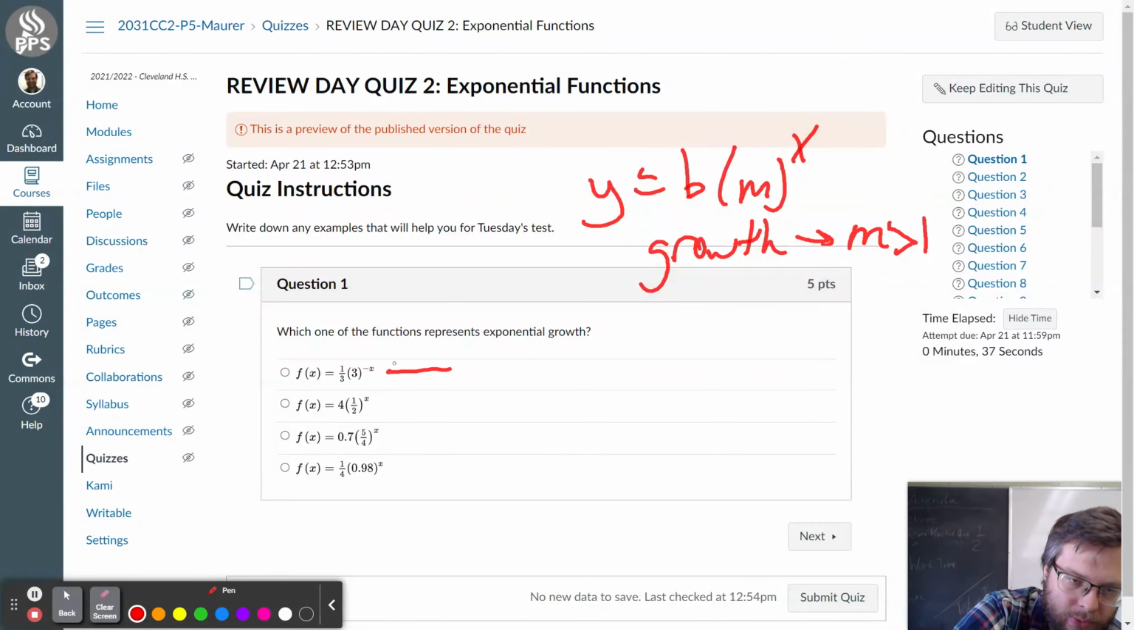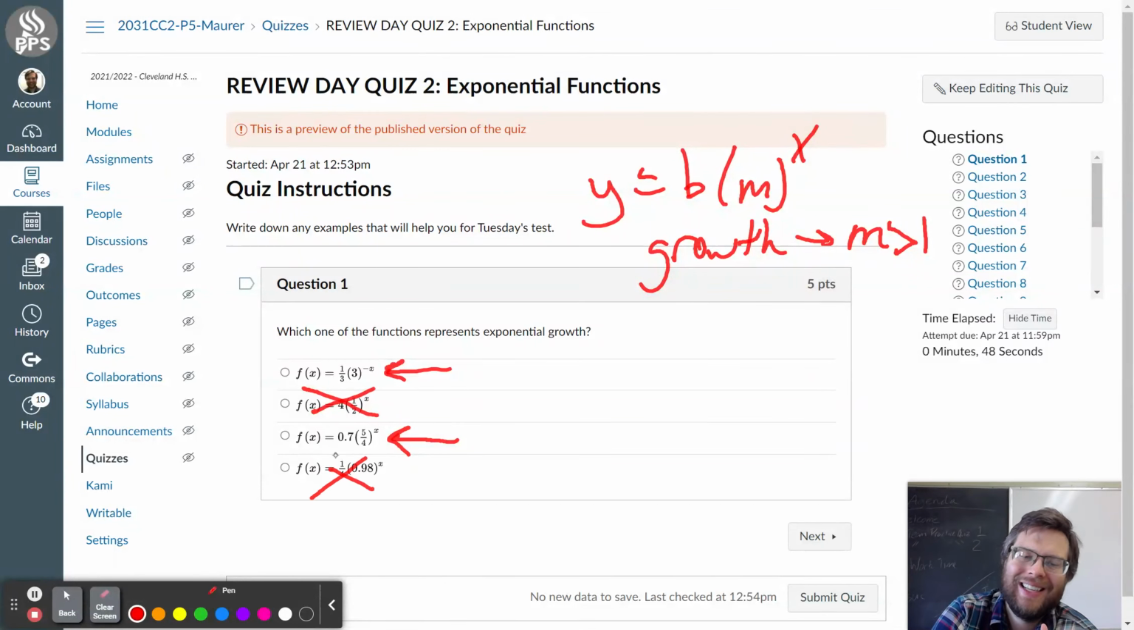So this one has a multiplier of 3. This one has a multiplier of 1/2. That's smaller than 1. This one is 5 over 4. That's bigger than 1. This one is 0.98. That's smaller than 1. Now the tricky thing is it says there's only one answer. So I need to look a little closer. The b value does not matter as far as determining growth or decay.